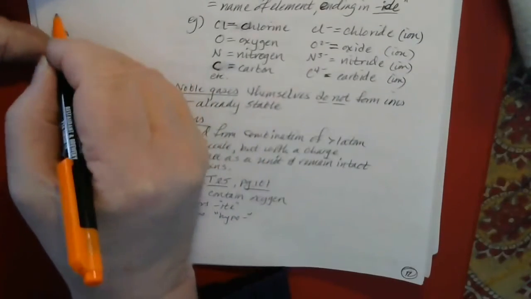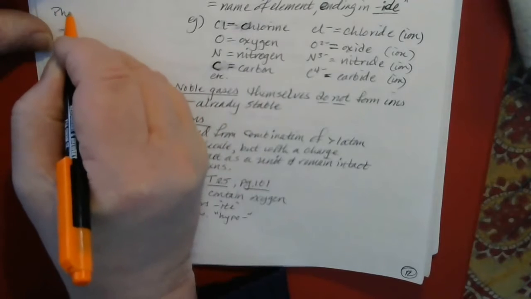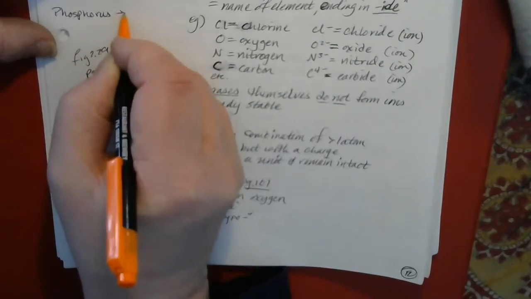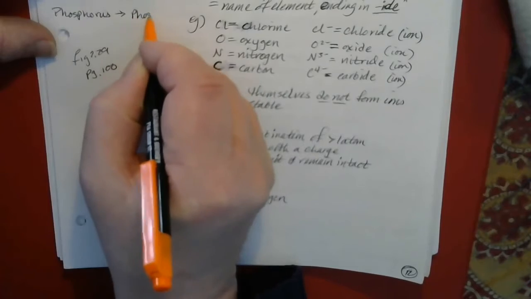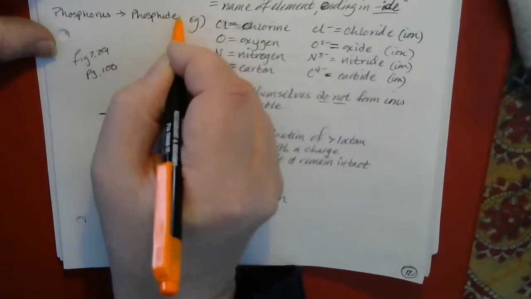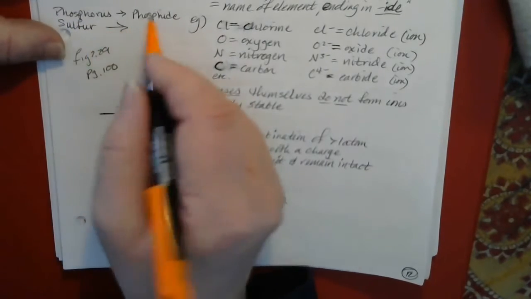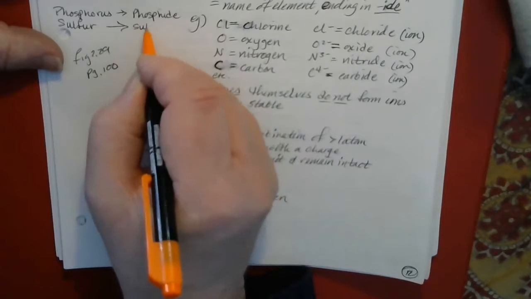And phosphorus becomes phosphide. And some of them are not entirely easily predictable. It's phosphide, not phosphoride. Sulfur becomes not sulfuride, but sulfide.